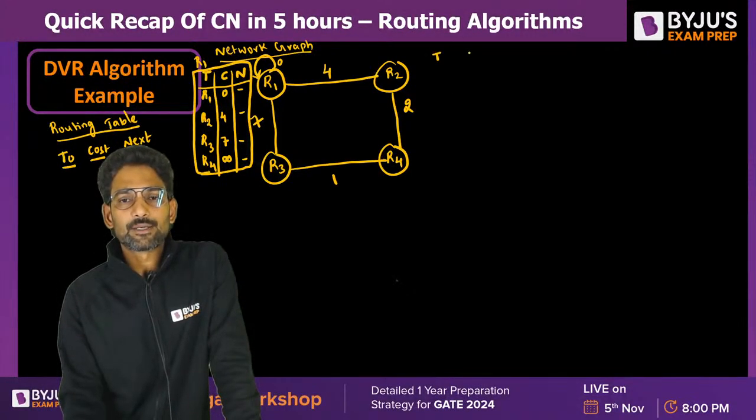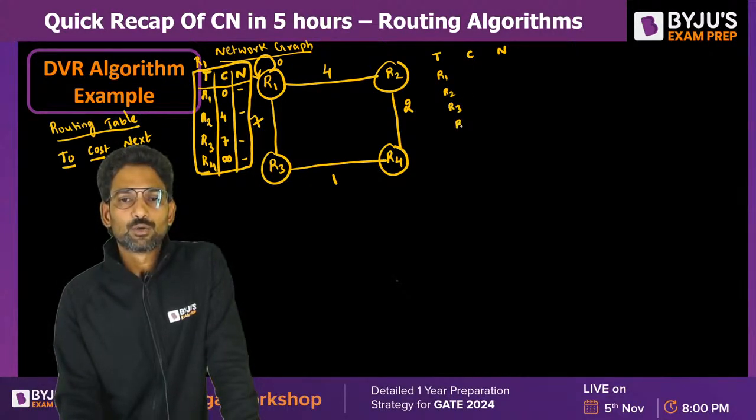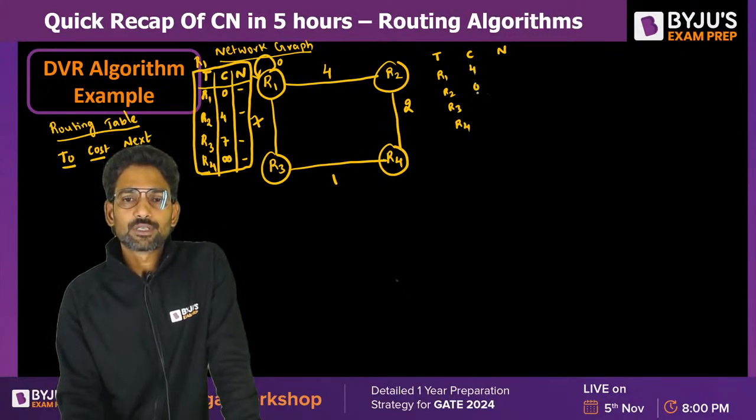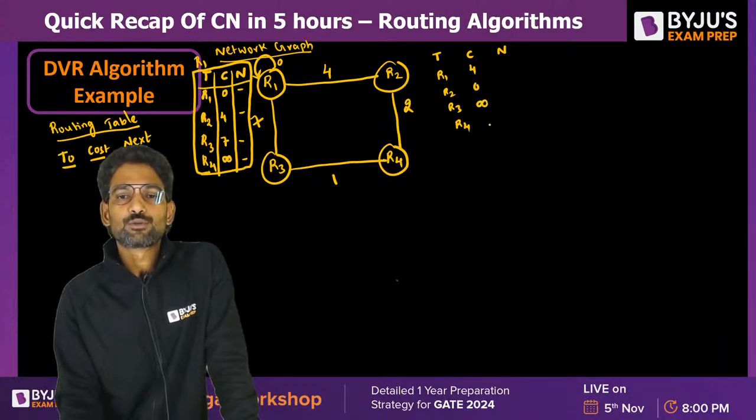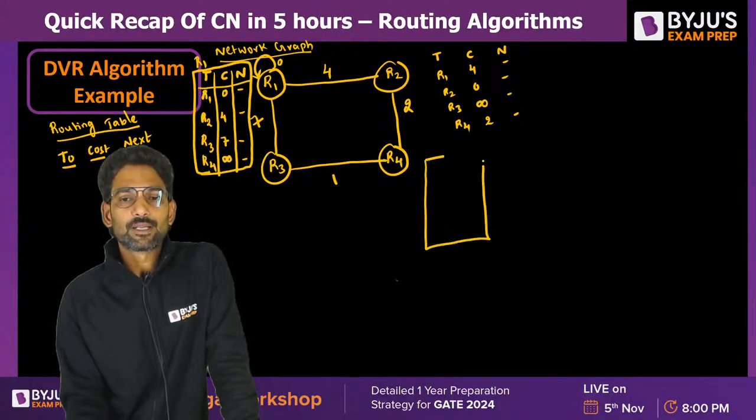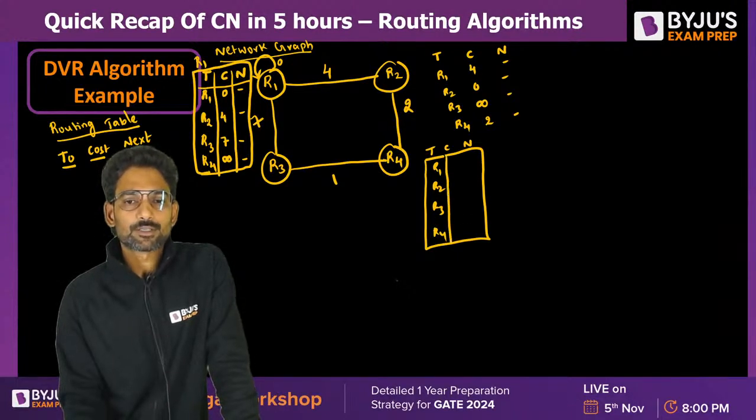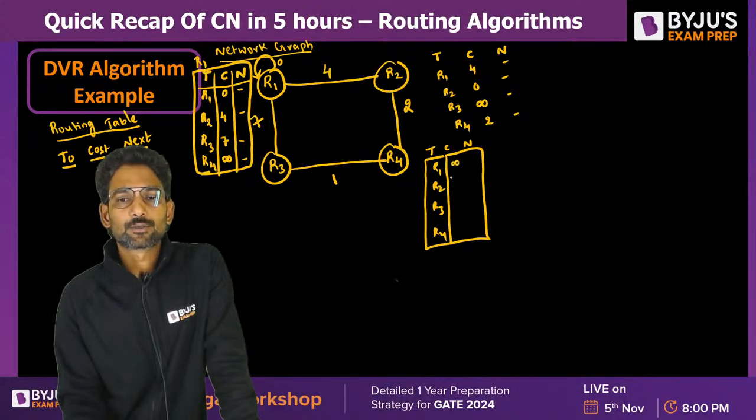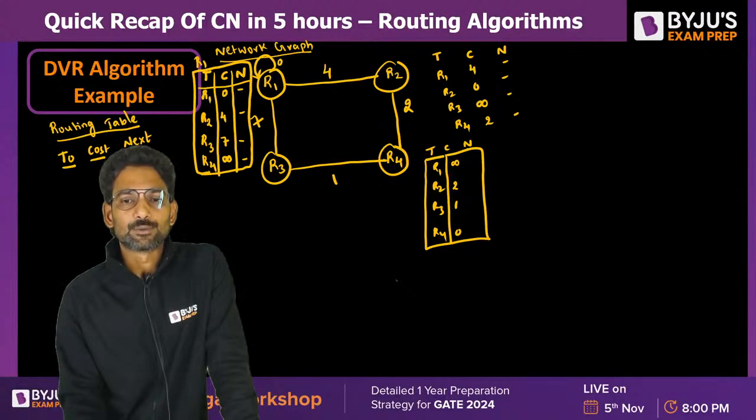Similarly, let us calculate the routing table for R2. To, all the nodes that exist, R1, R2, R3, R4. Cost: R2 to R1, 4, R2 to R2, 0, R2 to R3, infinity, R2 to R4, 2. Next nodes, empty. So what would be the routing table of R4? To: R1, R2, R3, R4. What is the cost? R4 to R1 there is no link, so infinity. R4 to R2, 2, R4 to R3, 1, R4 to R4, 0. Next nodes are empty initially.